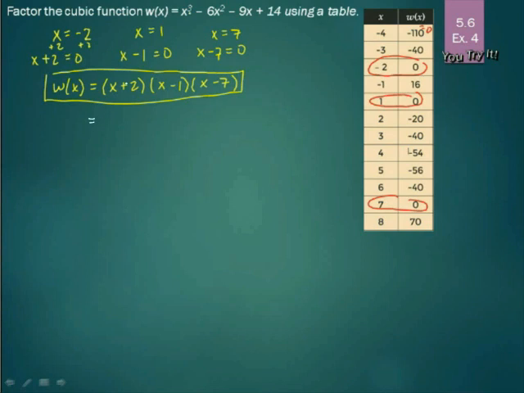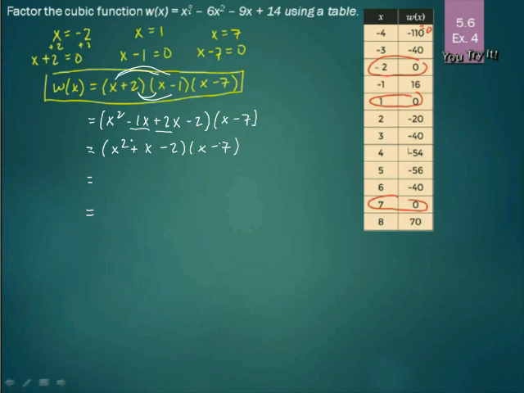And so if we just multiply out, we have x times x is x squared, x times negative 1 is negative 1x, positive 2x, and 2 times negative 1 is negative 2. All of that multiplied by x minus 7. Combining the middle like terms, negative 1 plus 2 is positive 1. And so that gives us x squared plus 1x, or just x, minus 2 times x minus 7.